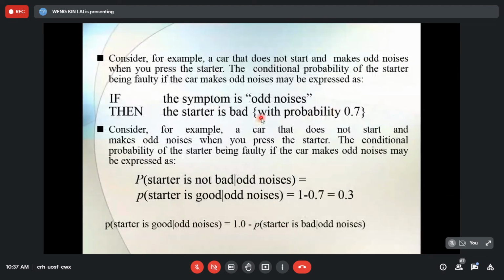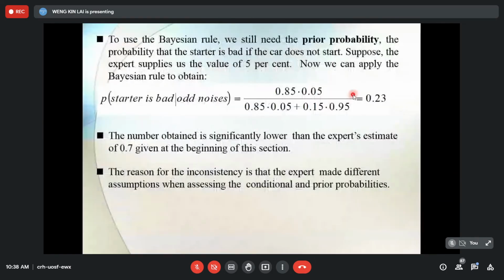So the starter is bad, given that the car makes funny sounds, odd noises when you start, was selected as 0.7. This was actually given by the domain expert before. Now, when you calculate all this, when you put in the new values here, it's only 0.23, not 0.7. So you can see a big difference now, 0.23 and 0.7. Now, what's the reason for this?